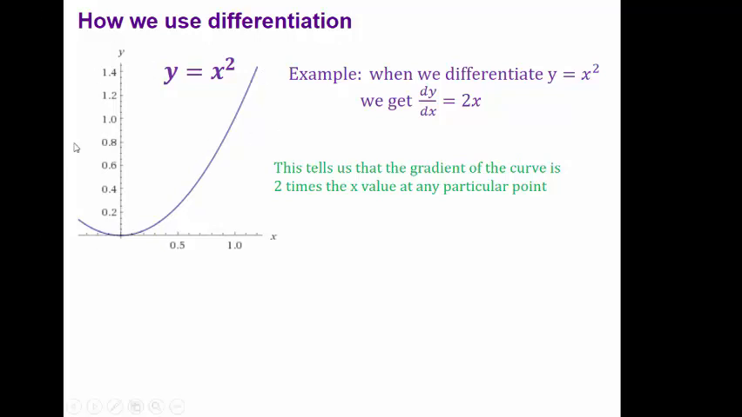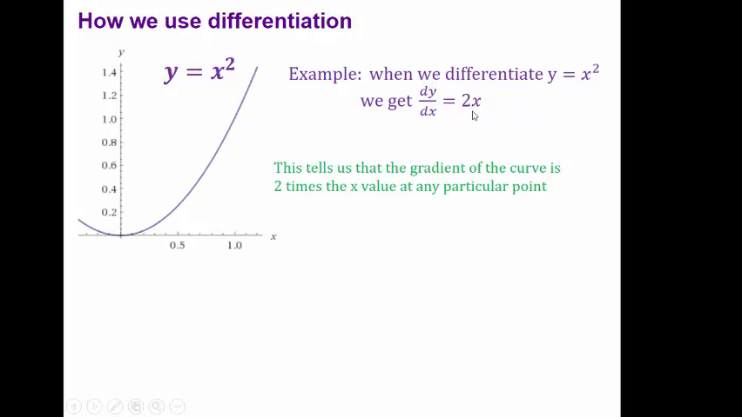So here's a diagram of y equals x squared. And it turns out that when we differentiate y equals x squared, we get this other function. So differentiation always gives us a second function. And this function is called dy by dx. Actually, it's got lots of names, but we'll call it dy by dx. It's also called the first derivative, the differential. So the function we get when we differentiate this is dy by dx equals 2x.